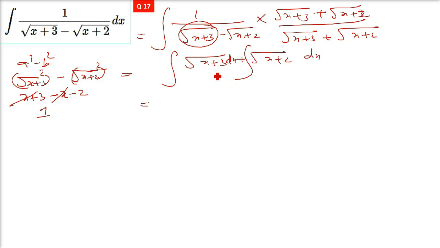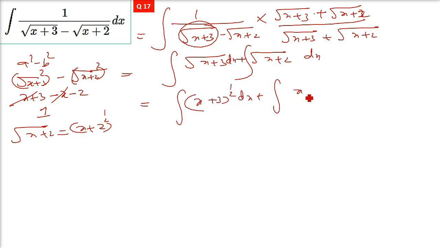Same thing will go for both of these integrals. Under root x plus 2 is x plus 2 to the power half, and under root x plus 3 is also x plus 3 to the power half. So what do you get? x plus 3 to the power half, x plus 2 to the power half, with dx. And this goes x plus 3 to the power half plus 1 divided by half plus 1, and x plus 2 to the power half plus 1 divided by half plus 1. What is half plus 1? It's 3 by 2.